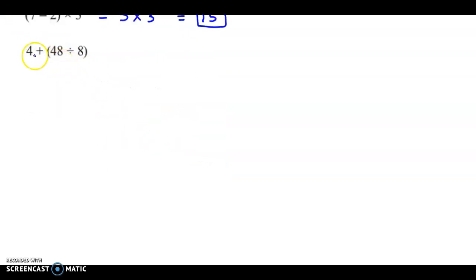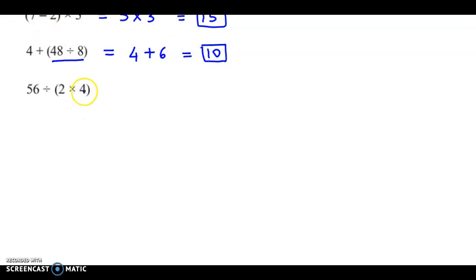Moving further, we have 4 plus, within brackets, we have 48 divided by 8. So, again, we would first simplify the bracket. 48 divided by 8 gives us 6. So, we have 4 plus 6 and that is equal to 10.